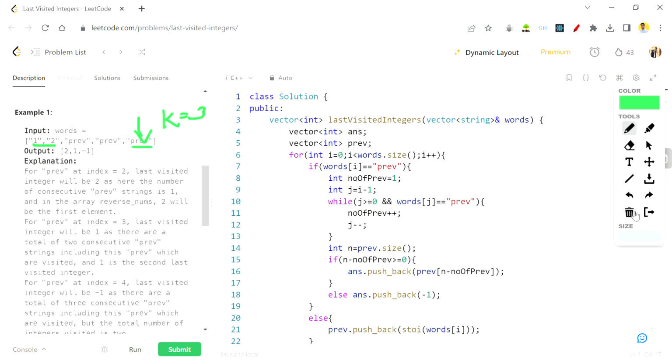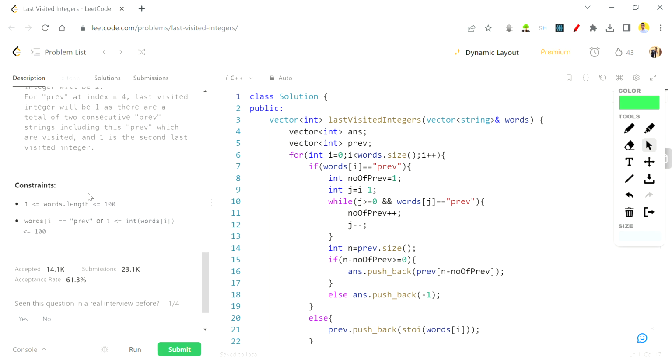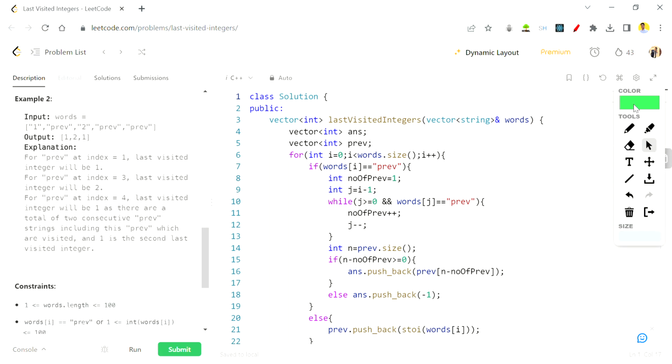Another example which is given in the question is, let us consider this one. For this previous I can see the first previous is 1, for this previous the first previous is 2, and for this previous I have the first previous as this and the next previous as this. So for this element k equals 2, right?